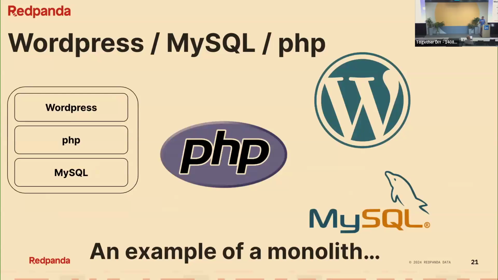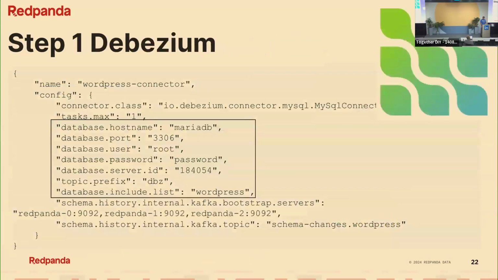So given that prompt, I think WordPress is a great example of a monolith. It's old, not a lot of people are building brand new services with PHP, and it's got a relational database in the background. So I deployed WordPress as an example of a legacy code base.